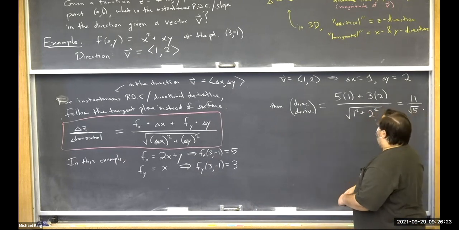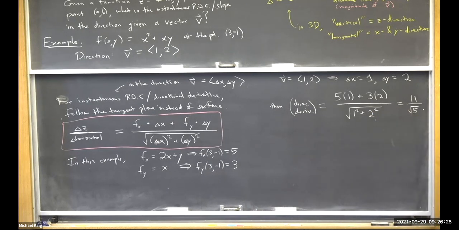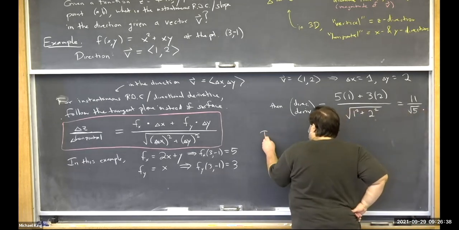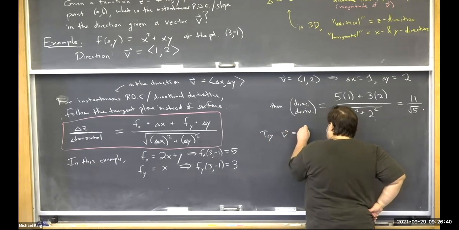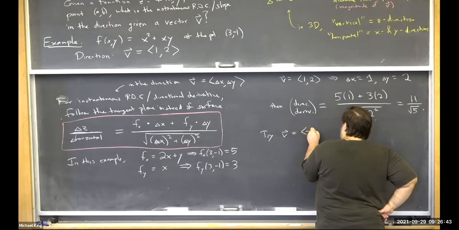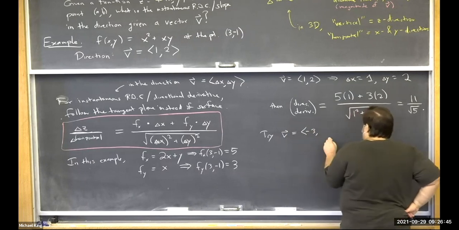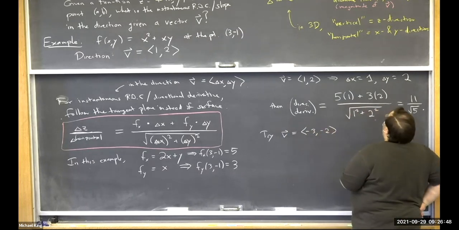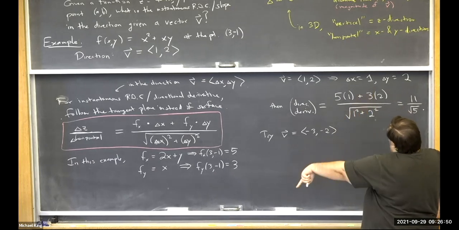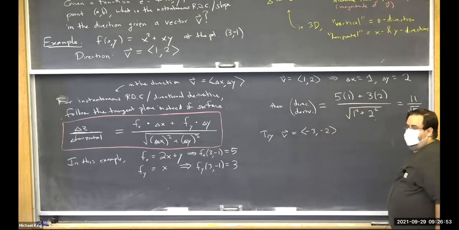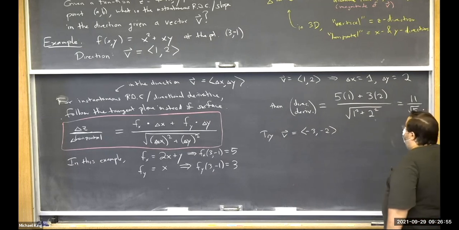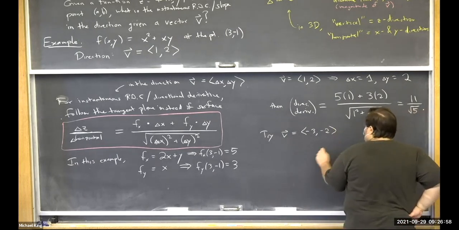Let's just pick a different direction to see maybe something kind of interesting. What if v is -3, -2 or something? So now leaving that point going in some sort of bottom left direction. What do you get in this case?